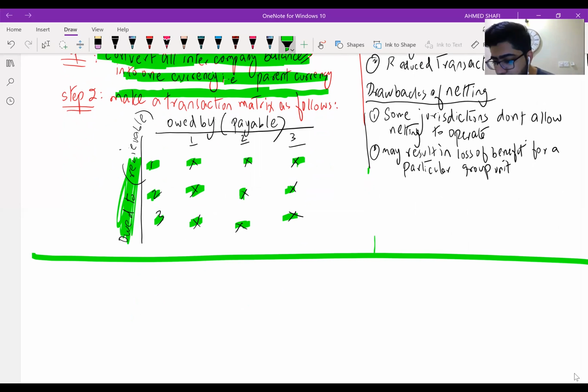Okay, so let's start with this question. I've shared with you a notes folder of risk management. You need to go to page number 7 of that folder. There is a handwritten example.